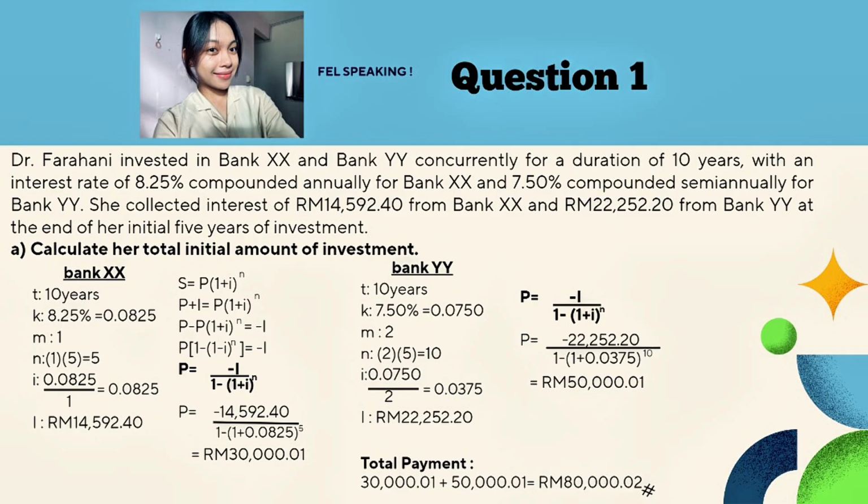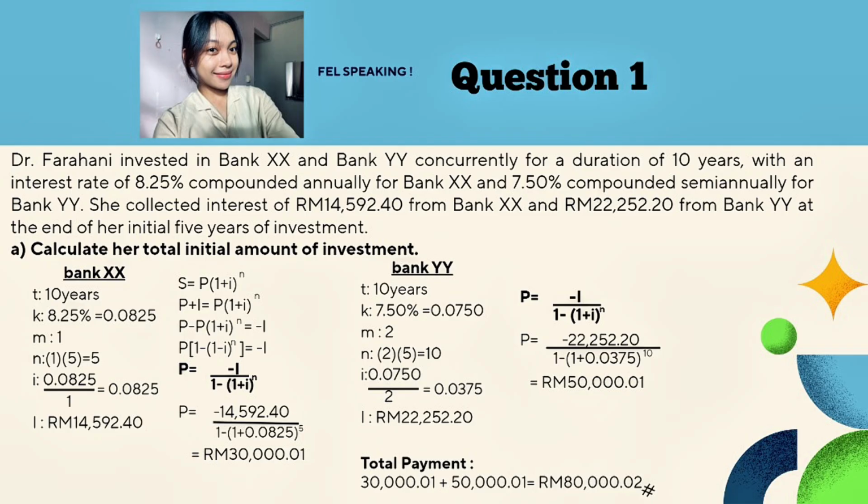Before that, we must find all of the information for both banks. After we list all of the information, next we proceed to the next step. So we use S equals P(1 plus i) over n because we want to find P. After simplifying, we will get P equals negative I over 1 minus (1 plus i) to the power of n. So P equals negative 40,592 ringgit 40 cents over 1 minus (1 plus 0.0825) to the power of 5. The answer is 30,001 cents. That is for Bank XX.